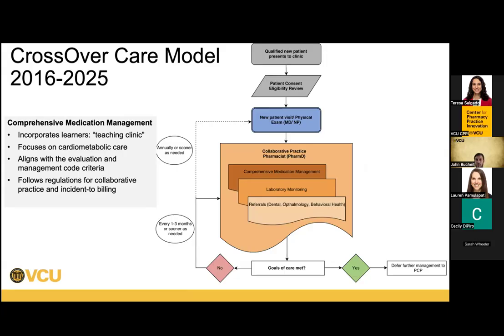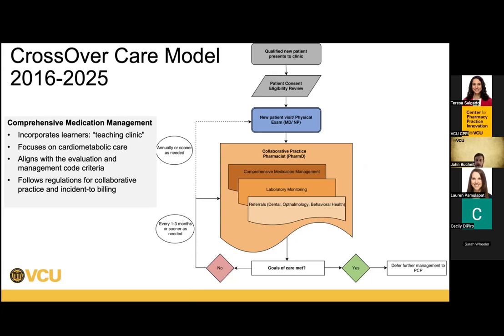On the right here, we have our model. When a new patient comes in, their eligibility is reviewed. They go see a physician or advanced practice provider, like a nurse practitioner. And then those providers decide whether it's appropriate to see a pharmacist. We don't have specific criteria. Traditionally, at least an A1C greater than 9% has been the case for patients with diabetes, but we do see a wide range of complex cardiometabolic diseases. So they could be referred for multiple reasons.